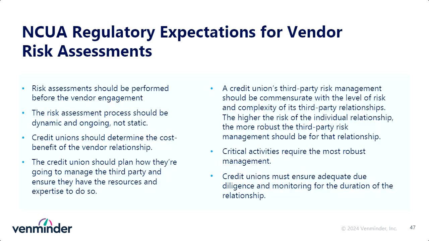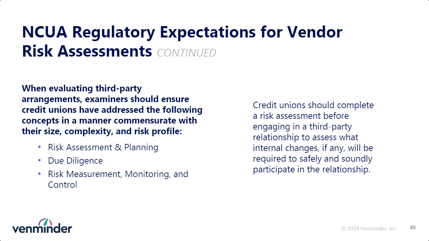And here are some specific NCUA expectations on how credit unions should be performing vendor risk assessments. They should always be performed before starting the vendor engagement, and they should be ongoing throughout the relationship. The NCUA also states that third-party risk management should be based on the level of risk, and critical activities should have the most oversight. And lastly, all of the activities listed here, like risk assessments and planning, due diligence and monitoring, should all be appropriate to the size, complexity, and risk profile of the vendor relationship.